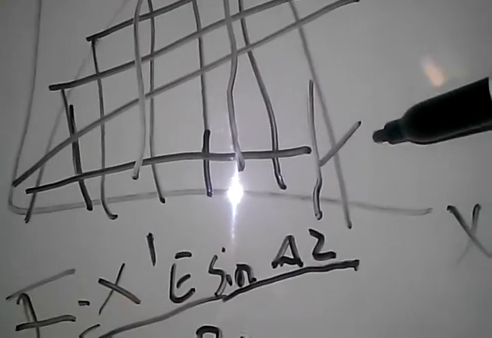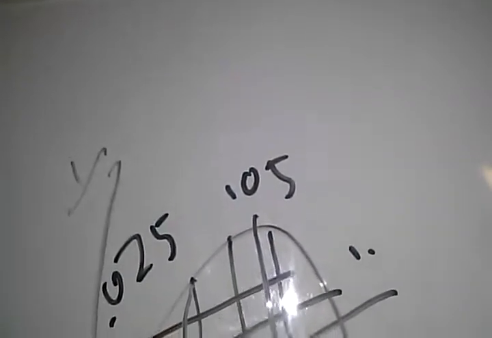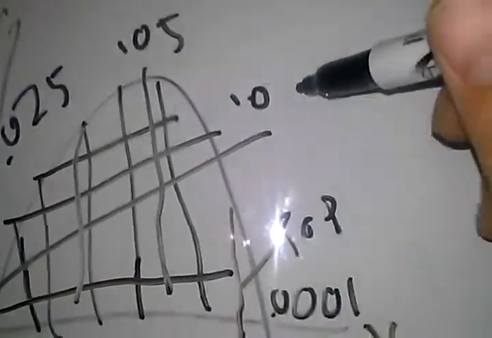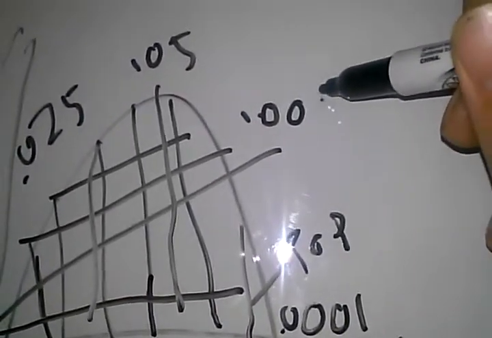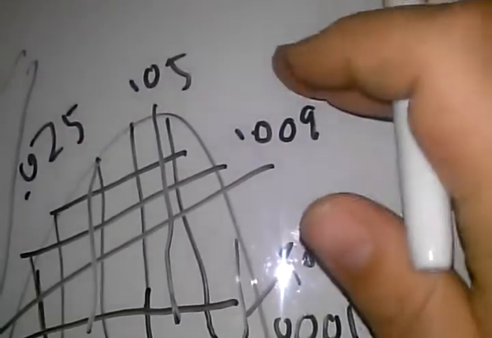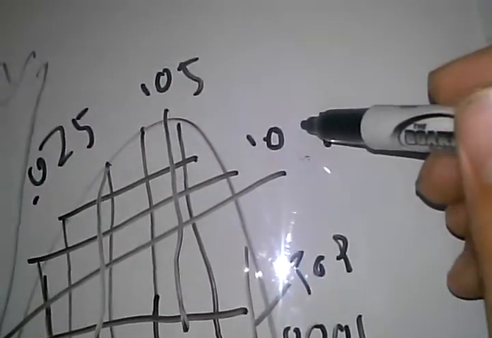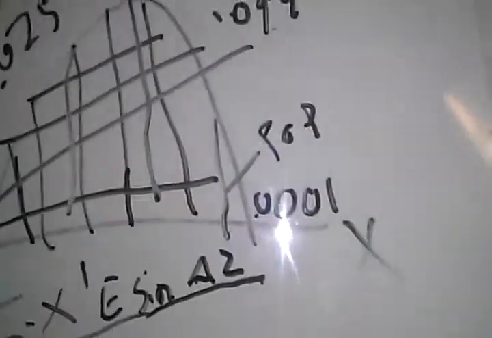And this right here is pop demo. That is the 2.5 or 0.25, 0.05, .009, or no, excuse me, yeah, and then 0.001.